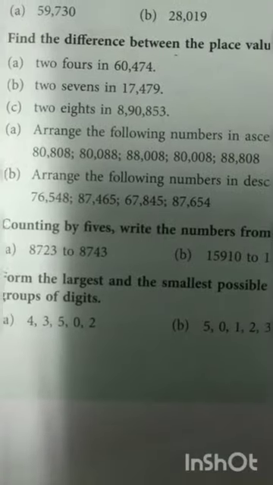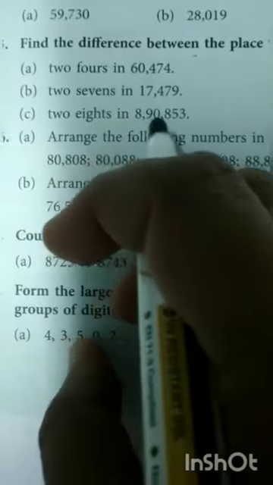The difference between the two sevens in 17,479 is 6,930. Children, next question, question C. 2 8s in 8,90,853. Do it yourself. Subtract 800 from 8 lakh.